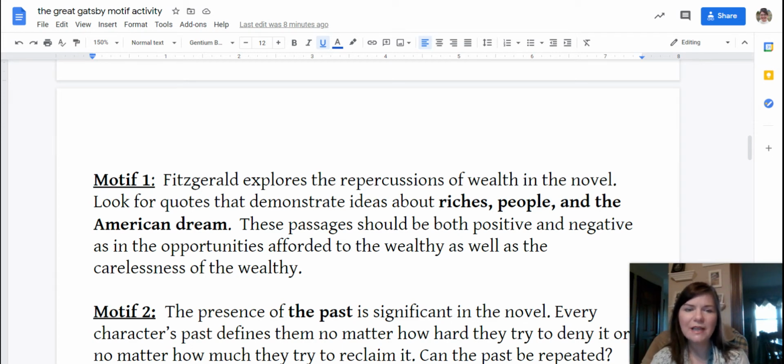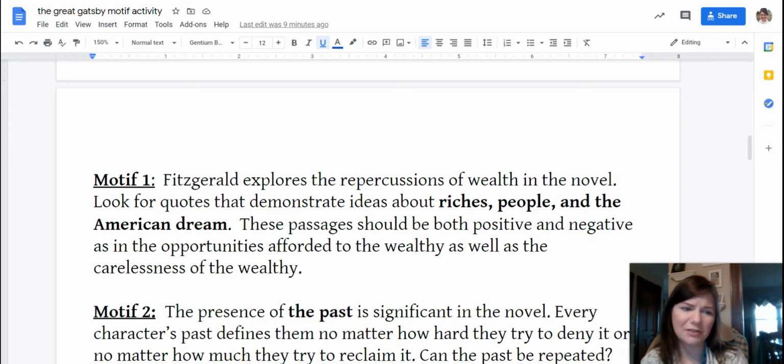So your first choice is this idea of wealth in the novel. If you're tracking this, you are looking for quotations that have ideas about riches, people, the American dream. They could be positive or they could be negative, in the opportunities that are given to the wealthy. And this book literally starts with the author talking about remembering advice that his dad gave him, that not everyone has the same advantages you have. And they're talking about privilege here and the privilege that comes with this kind of wealth.